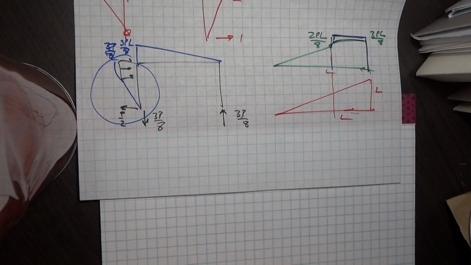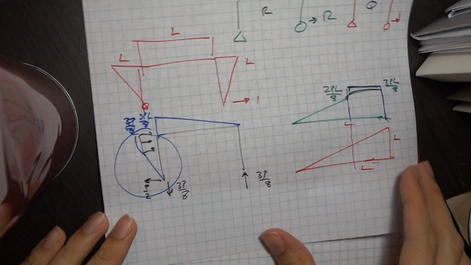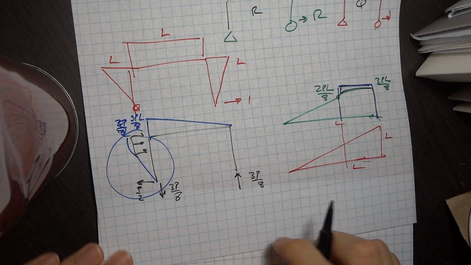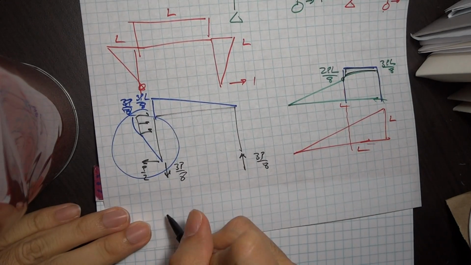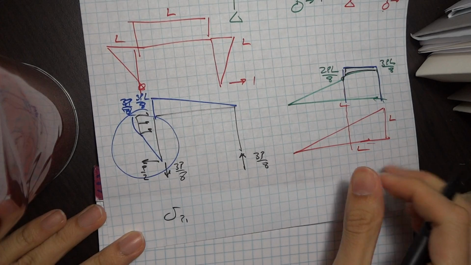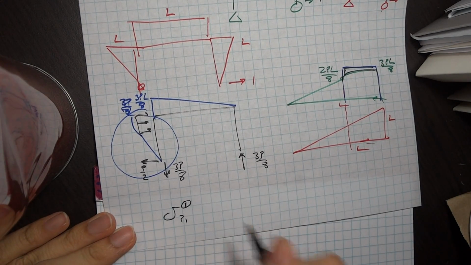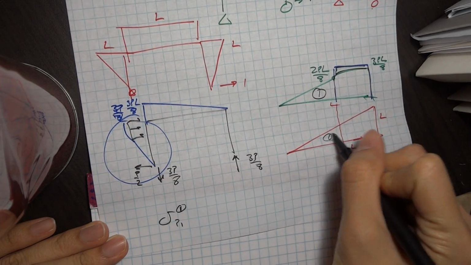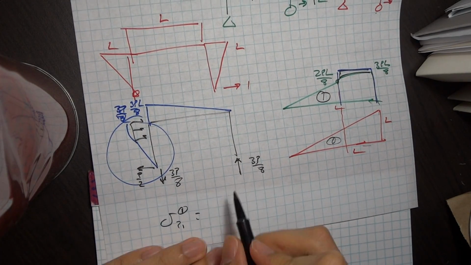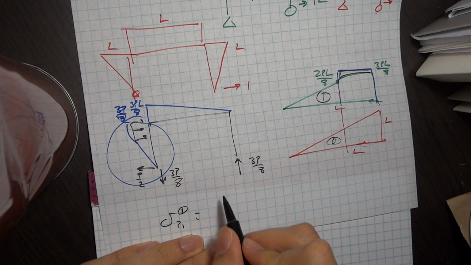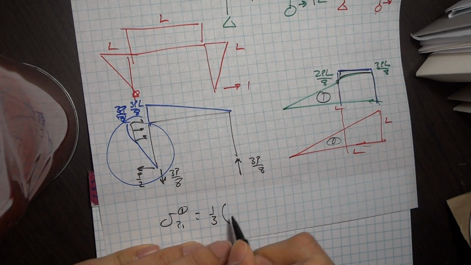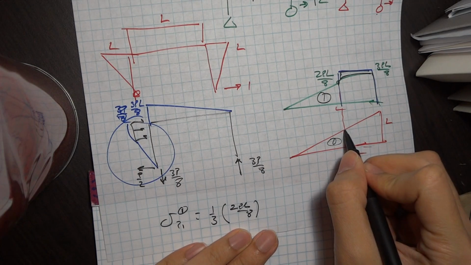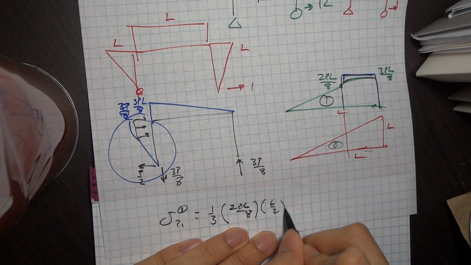Okay, so I'm going to start off with this triangle times a triangle. Let's call that delta P1, with a little circled 1 up here to show that it's the first part. Delta P1 is going to be equal to, I believe, 1/3 times 2PL on 8 times, and this height here is going to be L on 2.